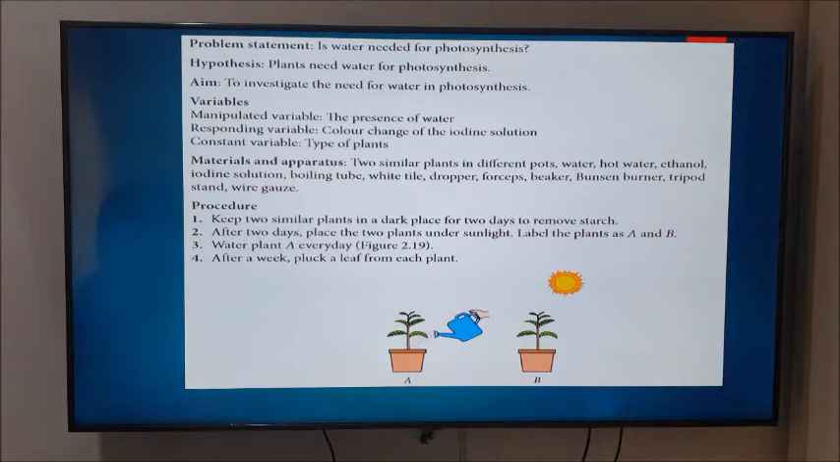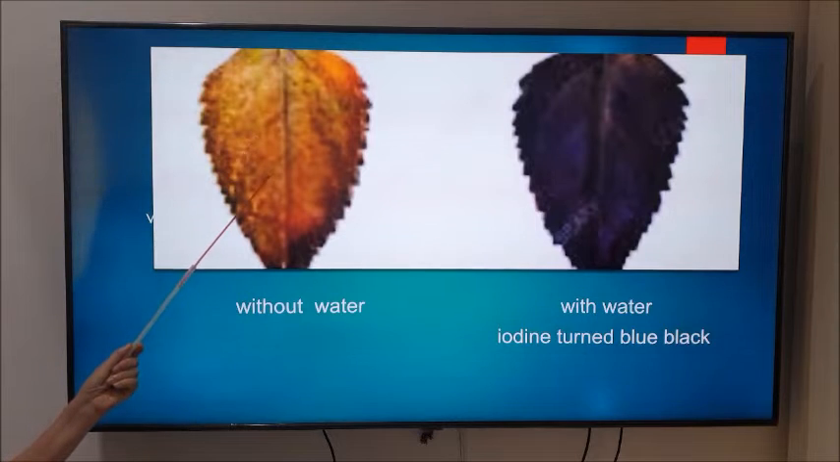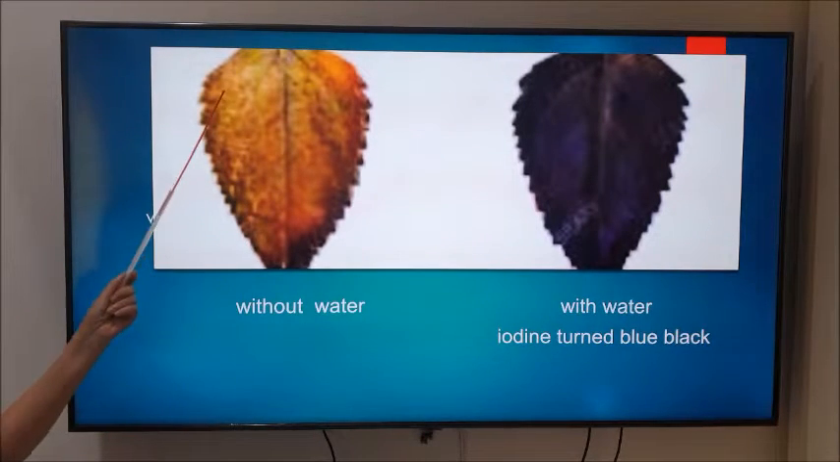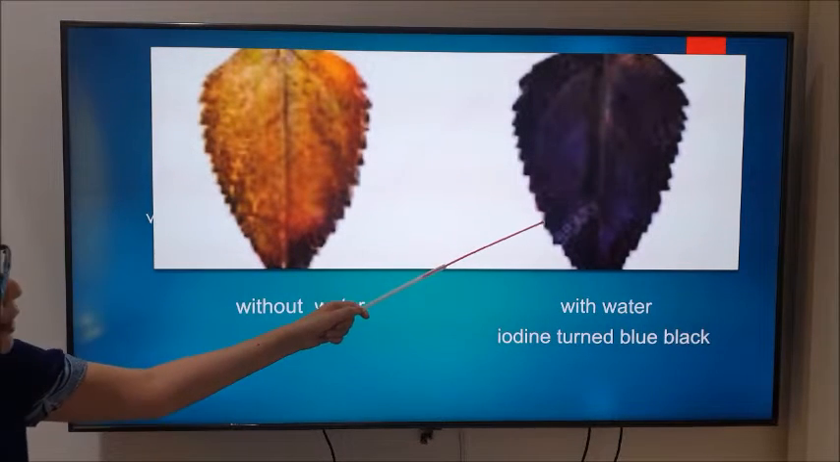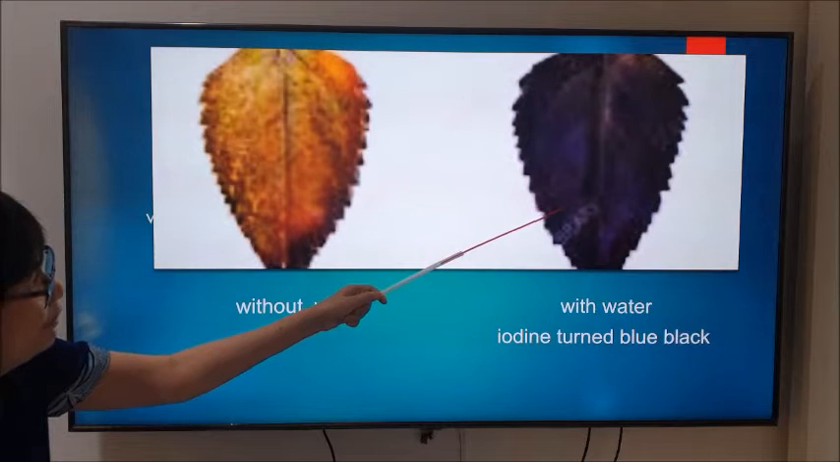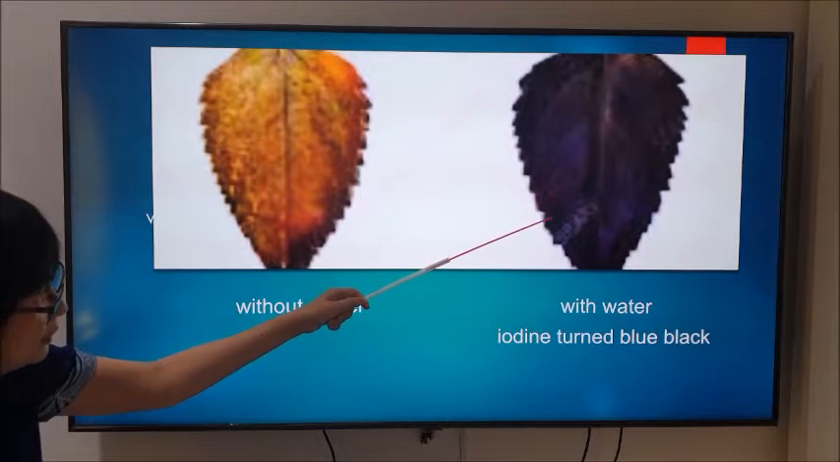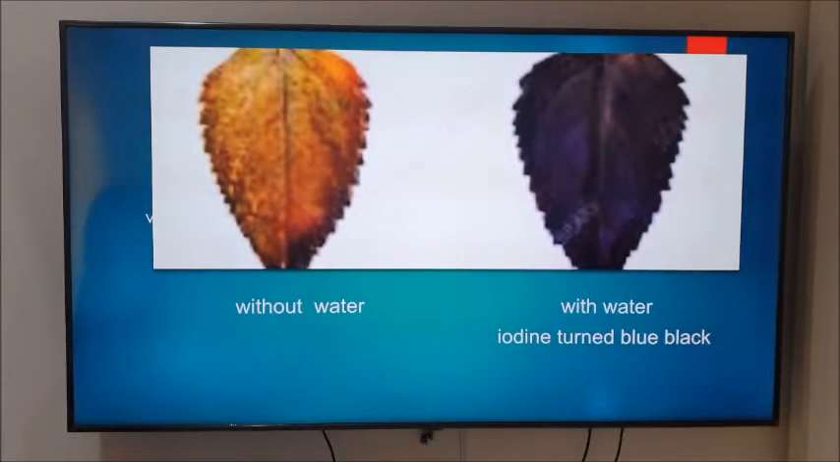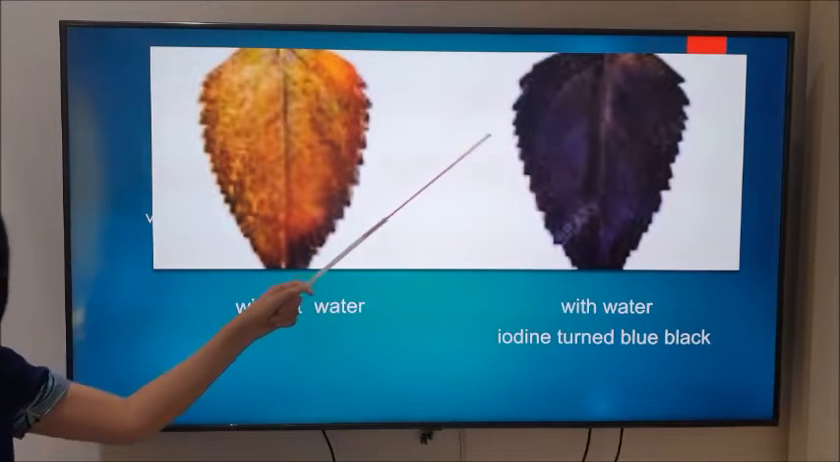Now, after some time, we pluck a leaf from plant A and we pluck a leaf from plant B and carry out the starch test. So, the leaf without water, no photosynthesis is carried out, as you can see, because the iodine remains brown, whereas the leaf with water, the iodine solution turned blue-black. This shows that water is needed for photosynthesis because the leaf with water carries out photosynthesis.